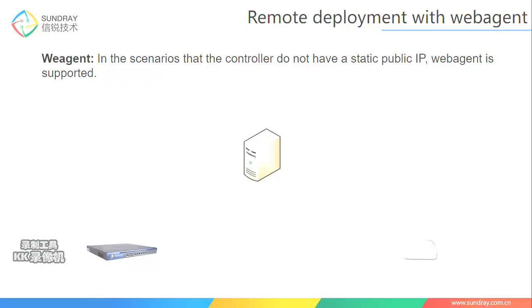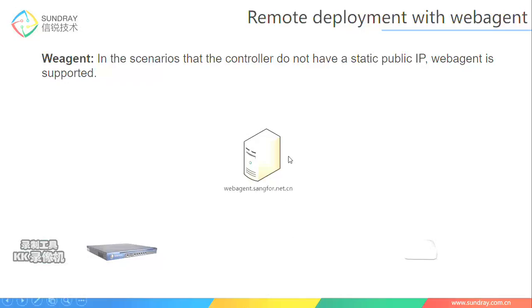If we do not have a static IP for the controller, normally we are using DNS. But the gateway has to support DNS, right? Yeah. Okay. So if the gateway does not support DNS, Sudnray offers a free solution that we call the web agent service. It's just similar to DNS, just the URL we give them.